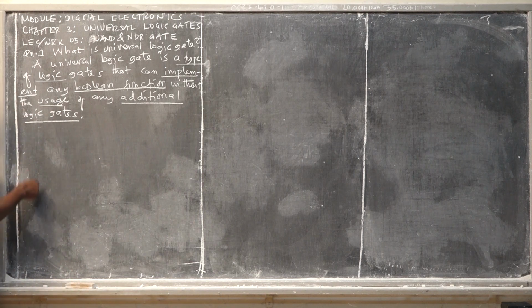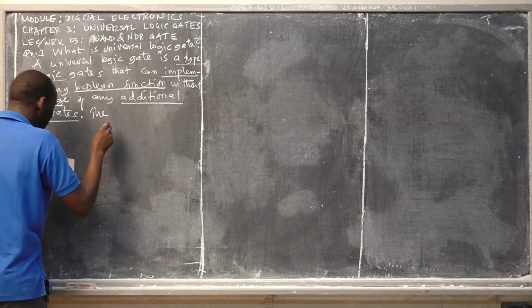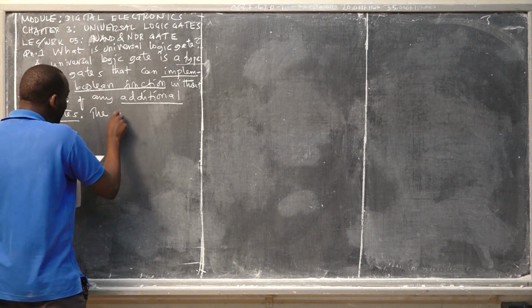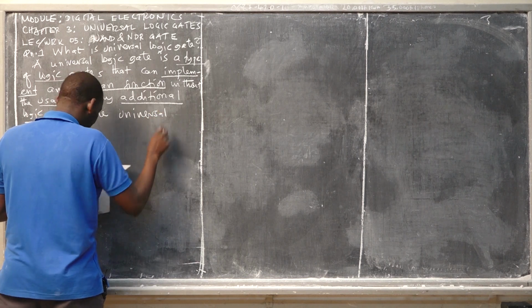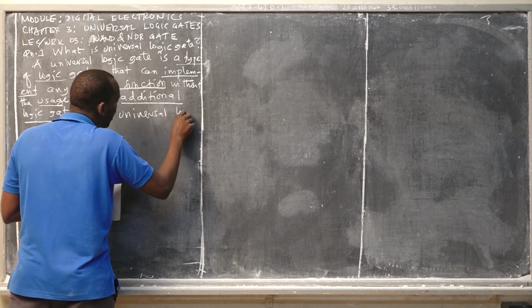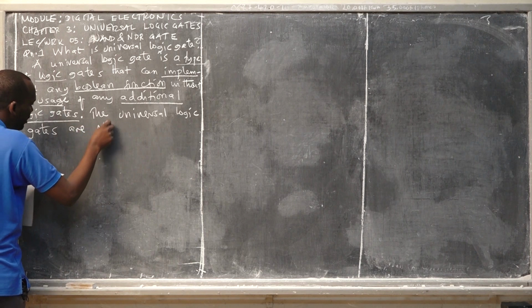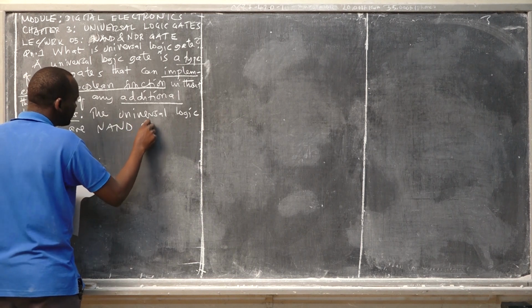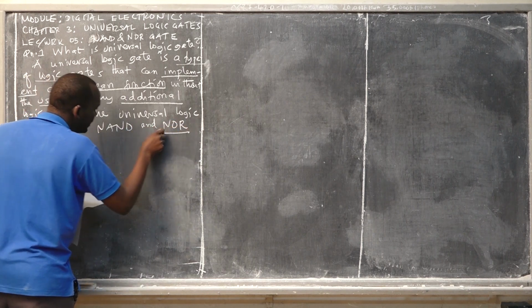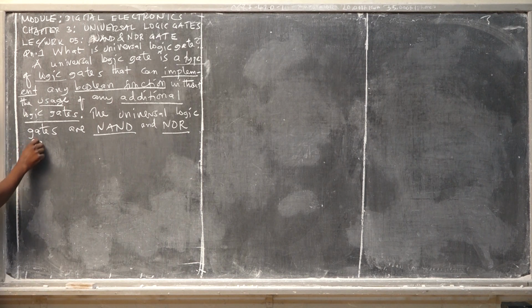Then what are the universal logic gates? There are only two. The universal logic gates are the NAND and the NOR gate. There are only two gates that we call universal. Say NAND gate. Say NOR gate.